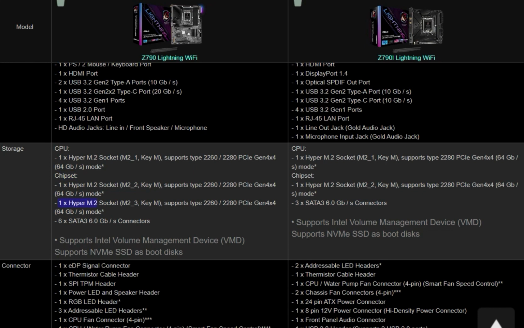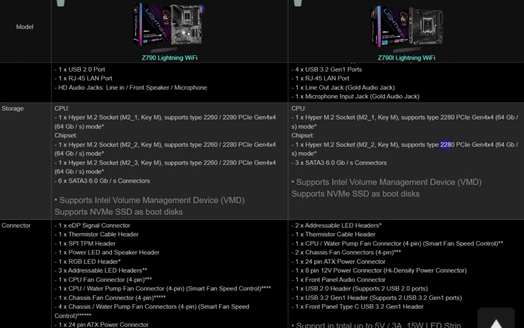So in this it supports 2260 and also in this 2280 only, supports type 2280 PCIe 4x4. Okay, in this motherboard 2260 is not supported, only 2280. If you purchase this motherboard, you can try this one also and this one also.